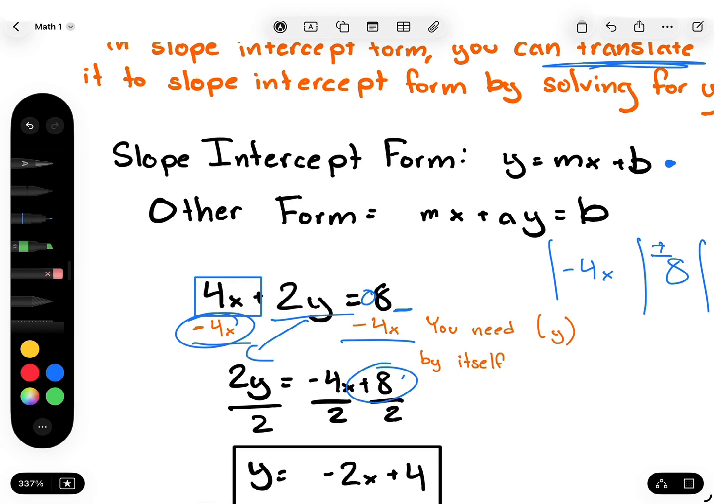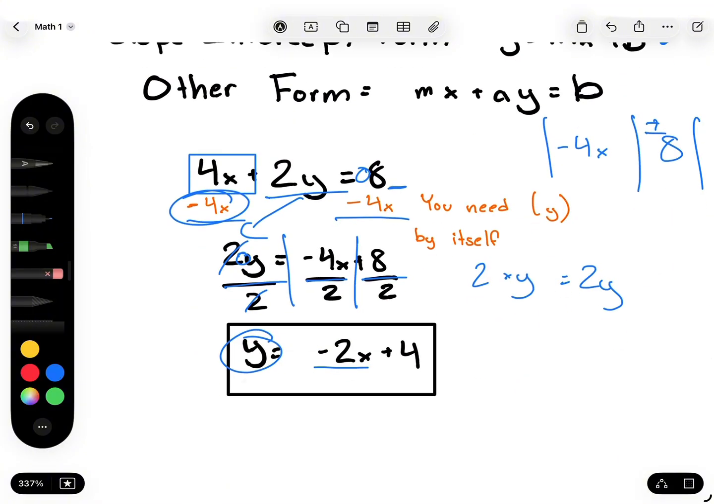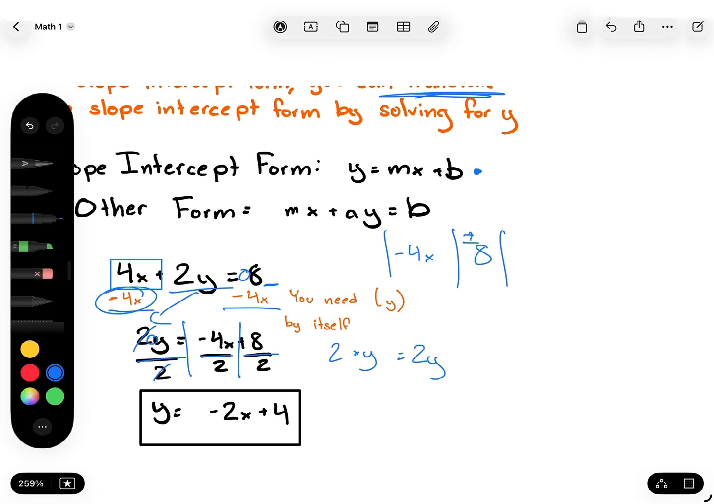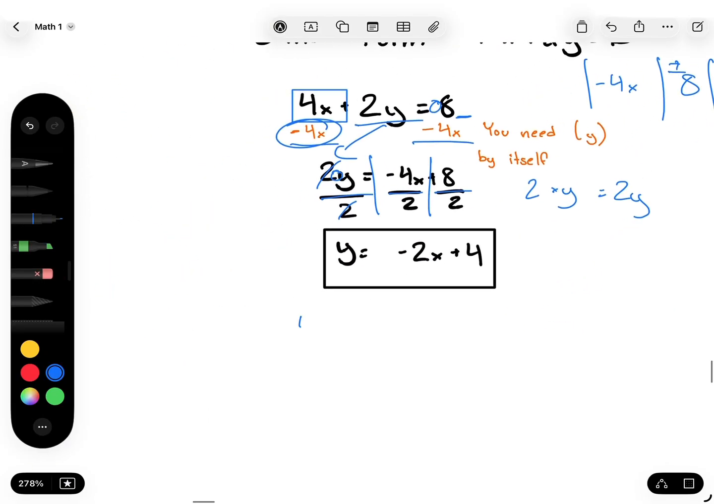Then we have to deal with the numbers that are directly touching y. Right here is multiplication, because 2 times y is the same thing as 2y. And so we're going to do the opposite, which is division, to all 3 terms. You have to treat each one individually. So 2y divided by 2 is just regular y, negative 4 divided by 2 is negative 2, and 8 divided by 2 is 4. That leaves us with y equals negative 2x plus 4. So essentially, 4x plus 2y equals 8 is equal to y equals negative 2x plus 4. These two are the same thing. If you were to type both of them into Desmos, you would get the same line.